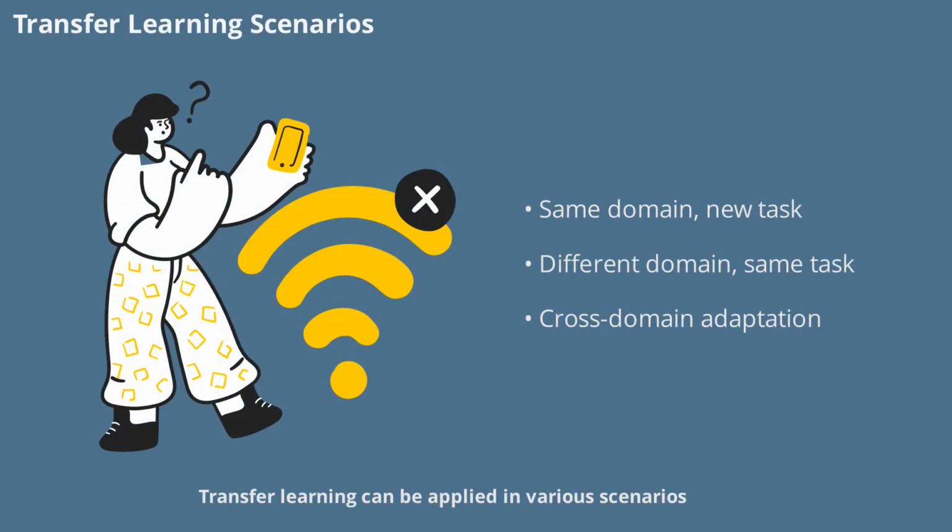Transfer learning can be applied in various scenarios: using the same domain but a different task, a different domain but the same task, or even a different domain and a different task. For example, a model trained to recognize animals in photos can be adapted to identify medical conditions in X-rays. This versatility makes transfer learning a powerful tool for tackling a wide range of machine learning challenges, regardless of the domain or the amount of data available.